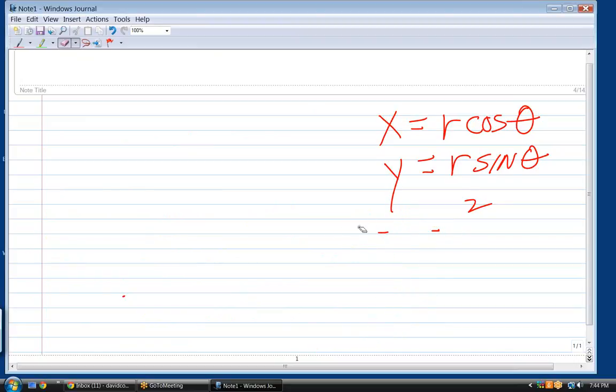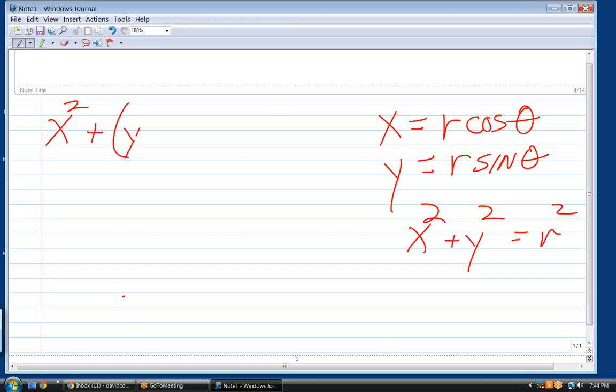Let me move that over a little bit so I have a little more room. Okay, next is x squared plus (y minus 1) squared equals 1. Yeah. Okay.